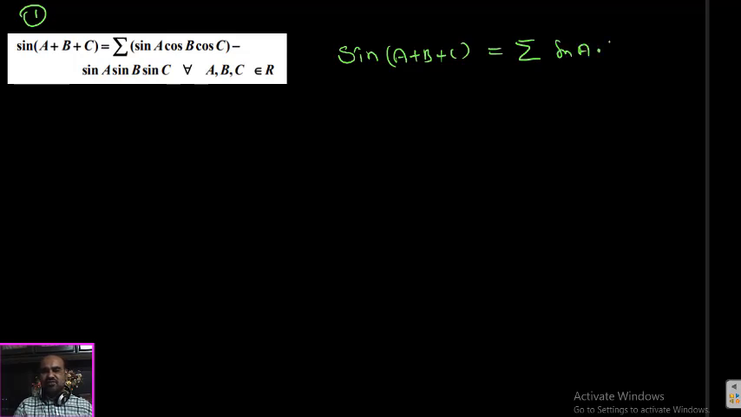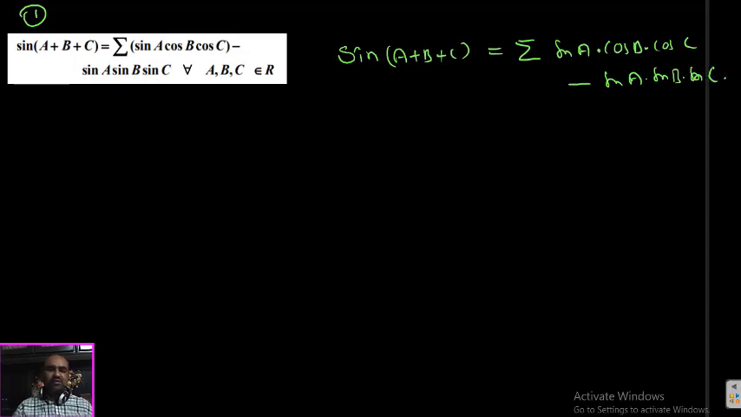Okay, so here today's first formula: sin of A plus B plus C equals sigma sin A into cos B cos C minus sin A sin B sin C. So how to remember sin of A plus B plus C? Sin of A plus B plus C is given as sigma of sin A into cos B into cos C minus sin A sin B sin C.